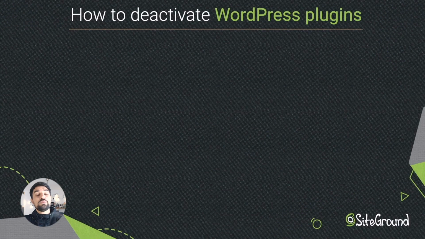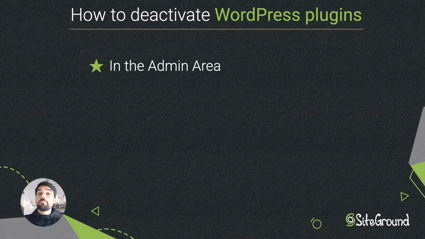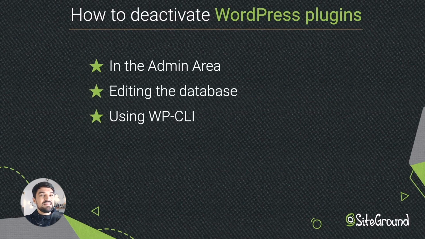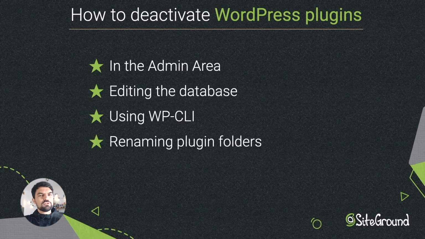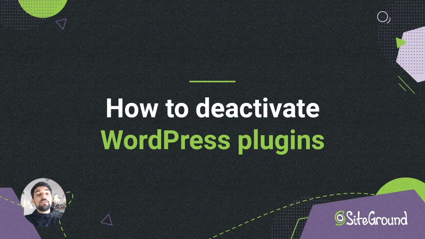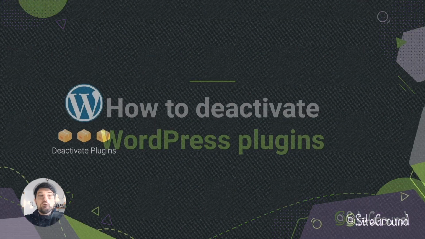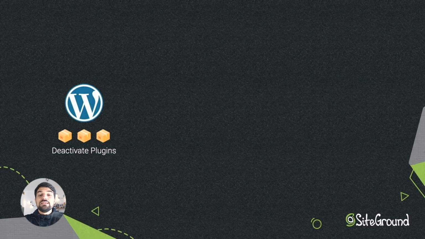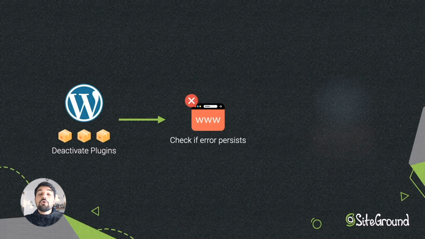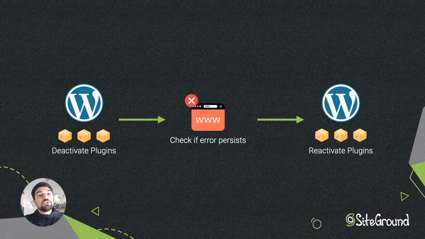There are 4 ways to deactivate WordPress plugins: in the WordPress admin area, editing the database, using WP-CLI, or renaming the folders, but as a last resort. Each one of these techniques has its own steps to follow. That's why I recommend you watch the video How to Deactivate Plugins in WordPress, by clicking in the card in the upper right corner, or you can also find the link in the description of this video. Once you have deactivated all the plugins, check if the error persists. Otherwise, activate them back and search for new solutions.